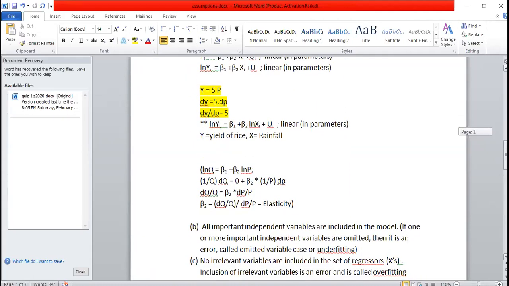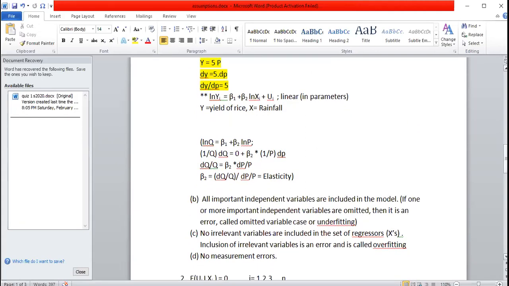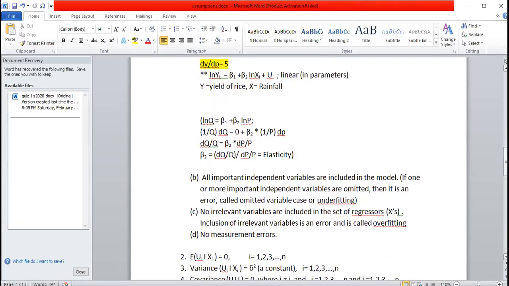Number 2 is all important variables are included in the model. When you are doing a demand function, you cannot ignore the income of the consumer or the price of the close substitutes or the price of the close complements and so on. And irrelevant variables should not be included, even though people do that a lot. You will know why later on. And measurement errors you try to avoid.